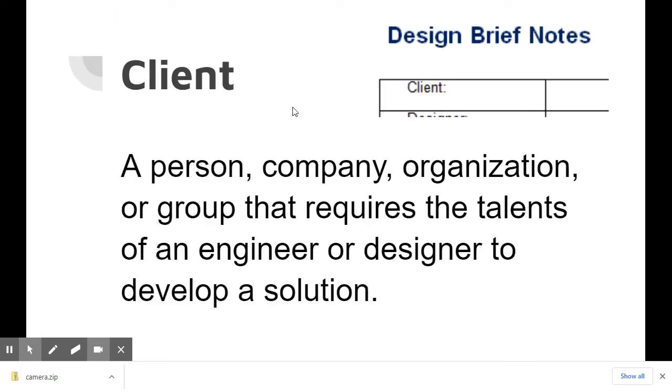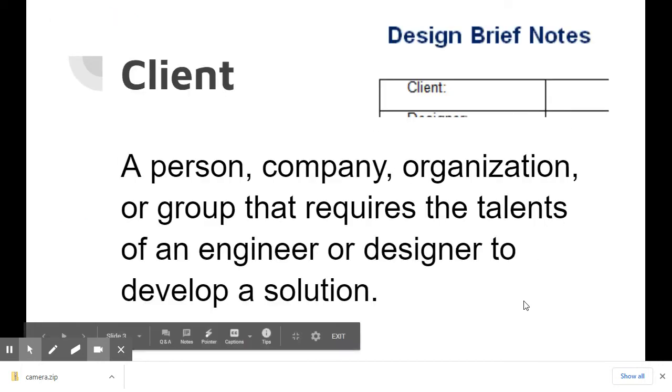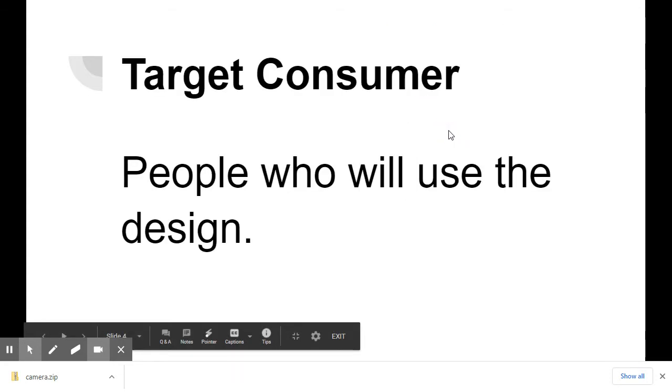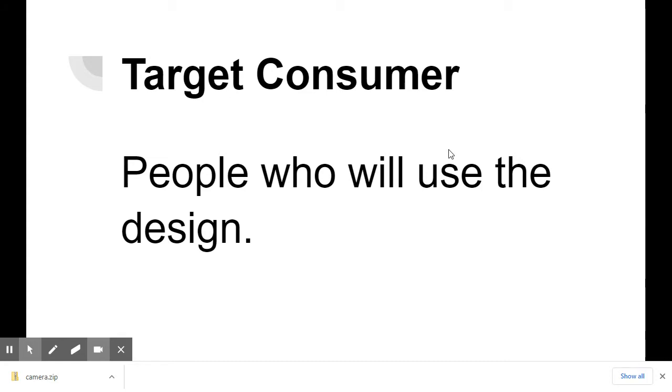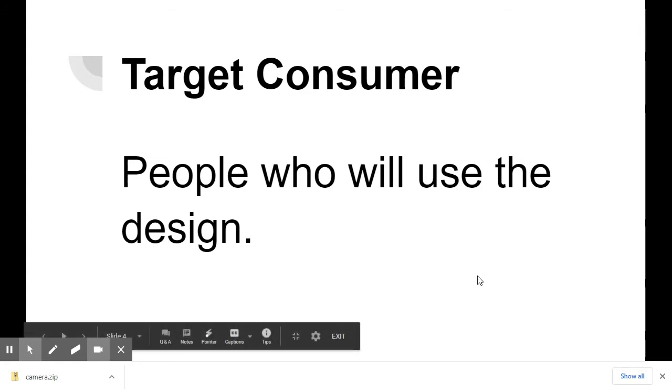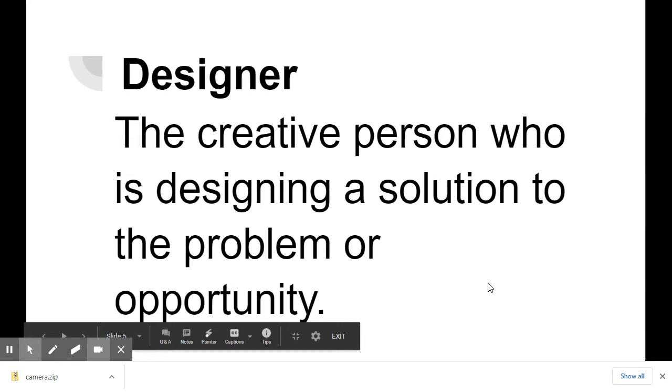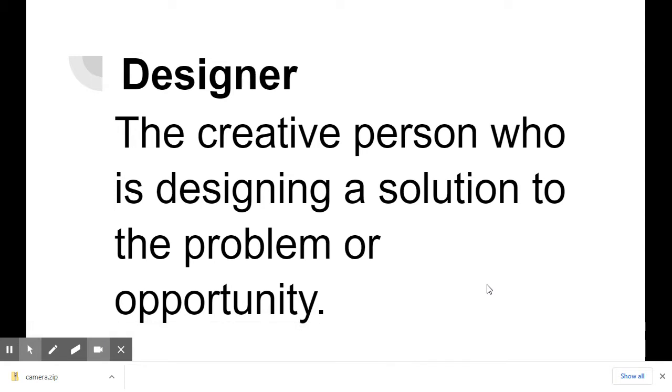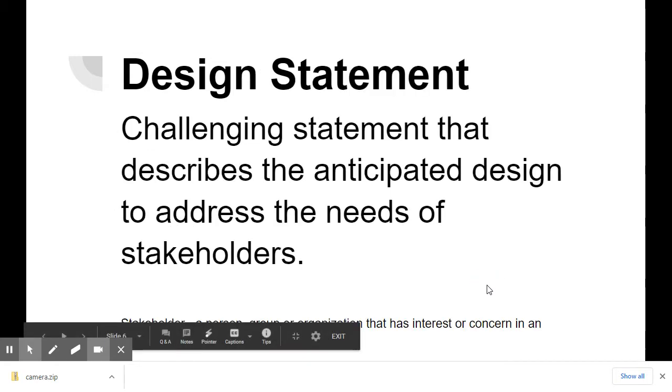So the client basically is the person, company, or organization that requires the talents of an engineer to design a solution. And the target consumer are the people or animals who will use that design. The designer would be the person who is actually making the design solution. It would be the engineer, or you, for example.